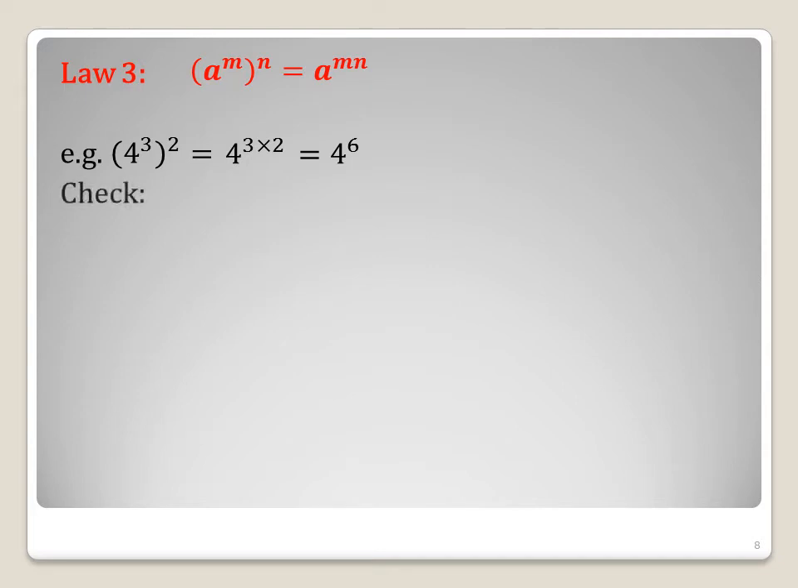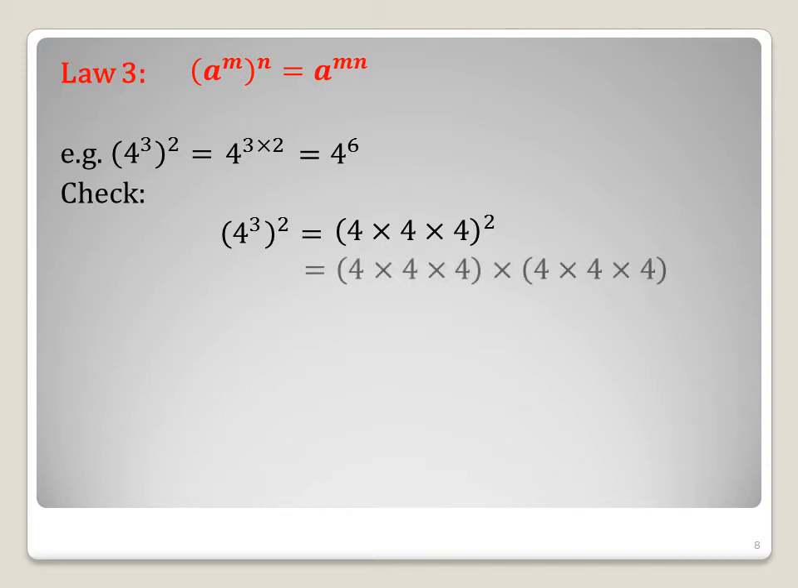Law 3. The law of products of indices. For example, 4 raised to the power of 3 all raised to the power of 2 equals 4 raised to the power of 6. To check, 4 raised to the power of 3 all raised to the power of 2 equals, and this gives 4 raised to the power of 6.